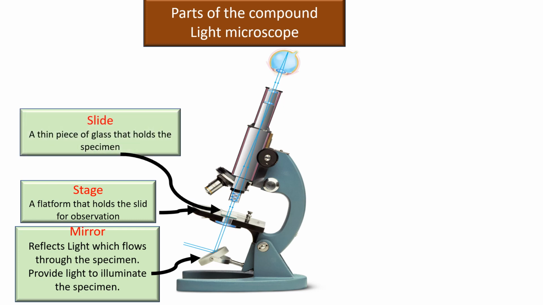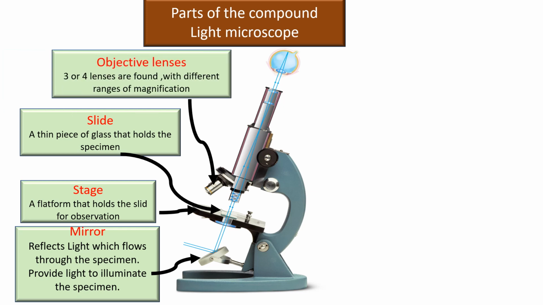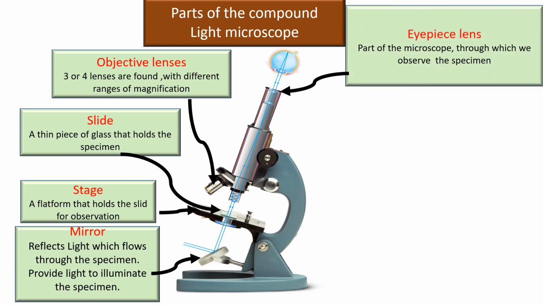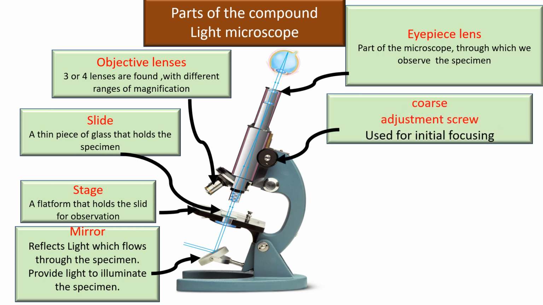Slide: a thin piece of glass that holds the specimen. Objective lenses: 3 or 4 lenses are found, with different ranges of magnification. Eyepiece lens: part of the microscope through which we observe the specimen. Coarse adjustment screw: used for initial focusing.